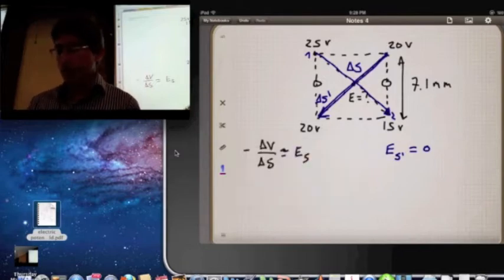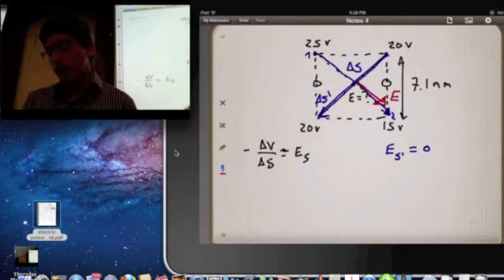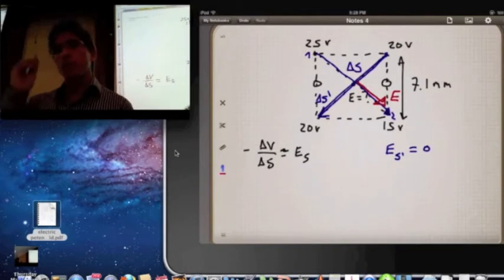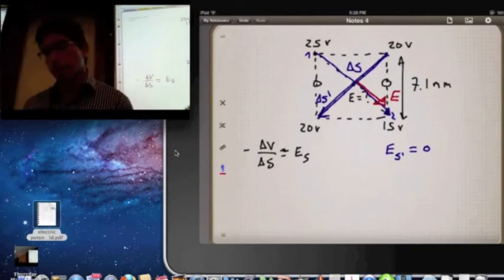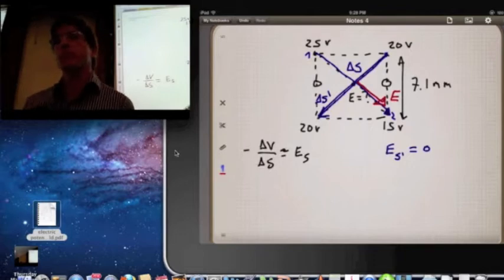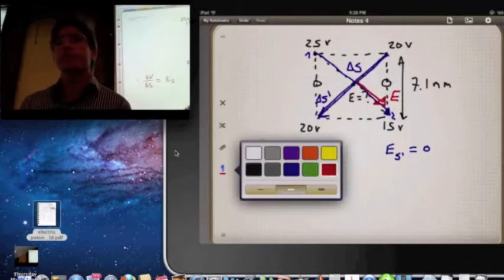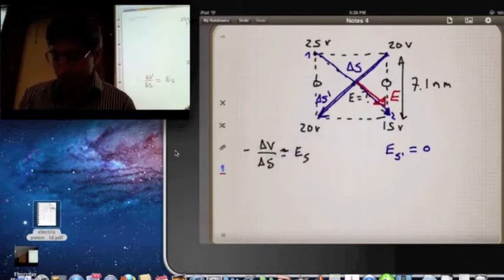So now you already know in which direction the electric field is pointing. It's along that diagonal. And I drew it pointing towards the 15 volt point because the electric field always goes as a river from high ground to low ground. And the high ground is the 25 volts point. Okay? So I already know the direction. All that remains to be done is to calculate the magnitude of the electric field. So for the magnitude, I can use that equation. So the magnitude of the electric field will be minus delta V divided by delta S.